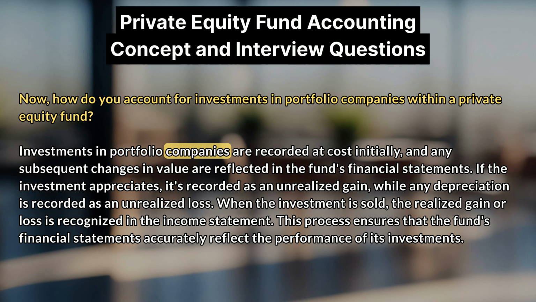Now, how do you account for investments in portfolio companies within a private equity fund? Investments in portfolio companies are recorded at cost initially, and any subsequent changes in value are reflected in the fund's financial statements. If the investment appreciates, it's recorded as an unrealized gain, while any depreciation is recorded as an unrealized loss. When the investment is sold, the realized gain or loss is recognized in the income statement. This process ensures that the fund's financial statements accurately reflect the performance of its investments.